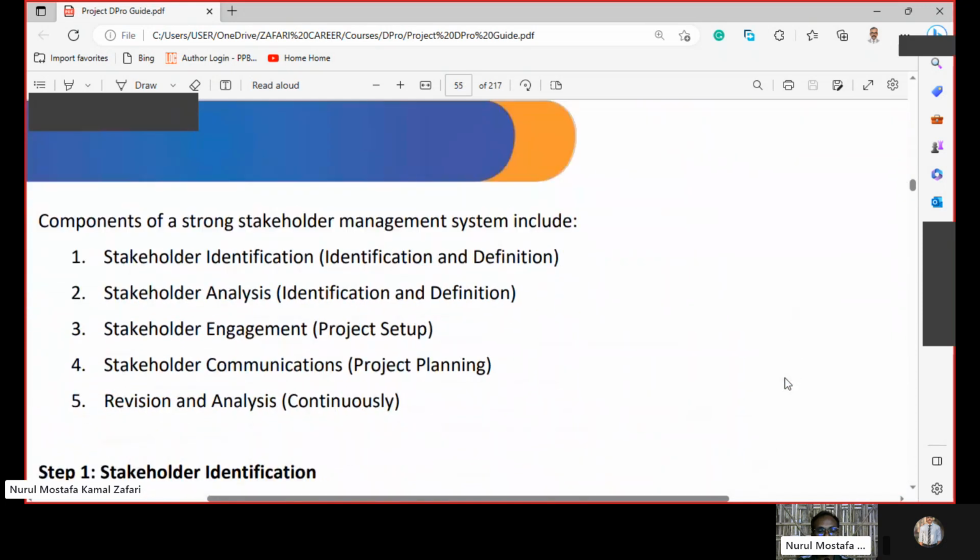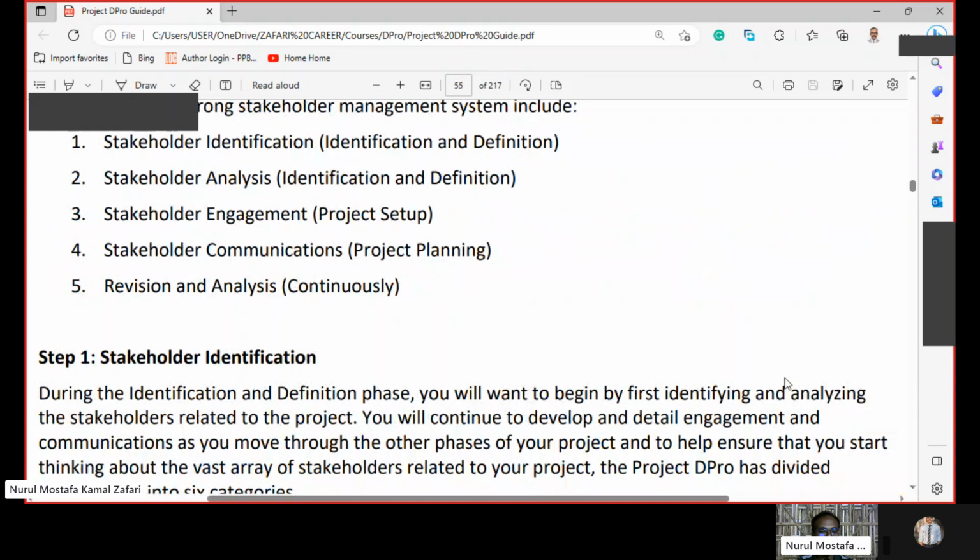So we talked about the stakeholder earlier. Let me read more. Components of a strong stakeholder management system include stakeholder identification and stakeholder analysis during the identification and definition phase, which means the phase we are studying now. Then in the project setup phase, which is phase number 2, stakeholder engagement and stakeholder communication. It means during project planning, revision and analysis, which is a continuous process.